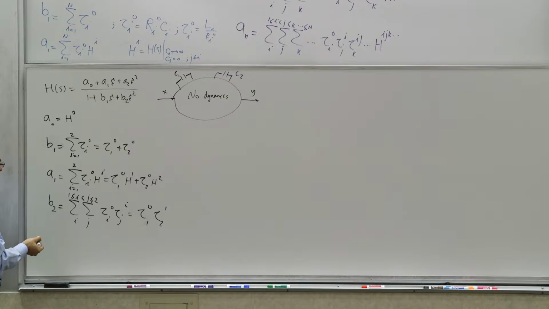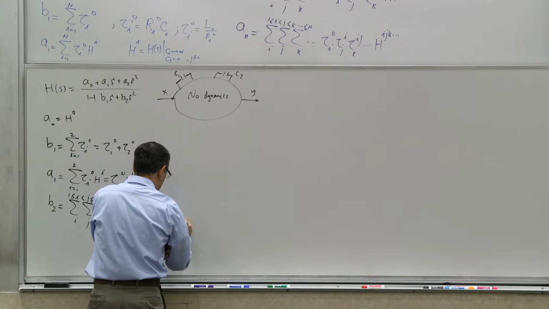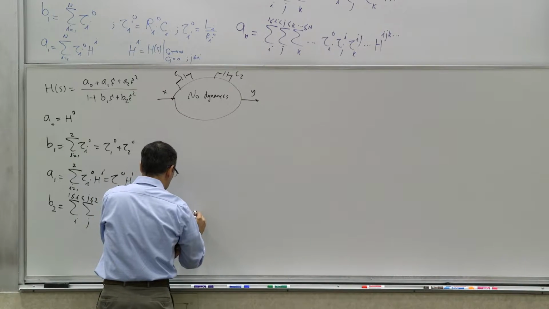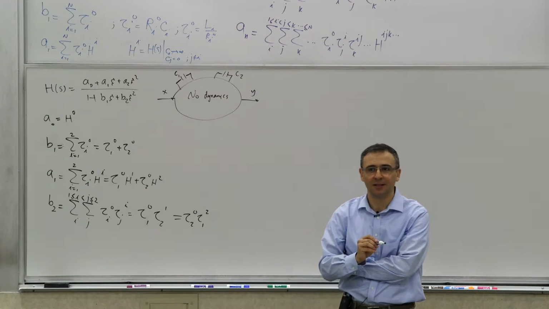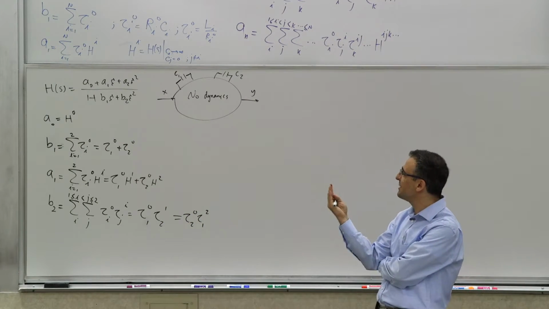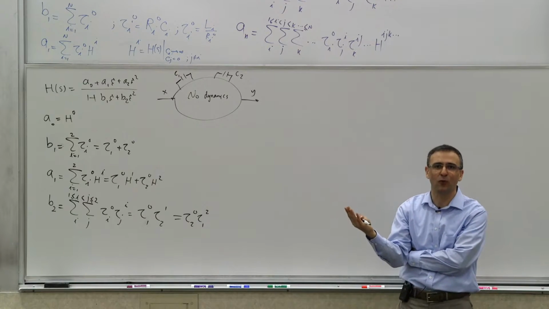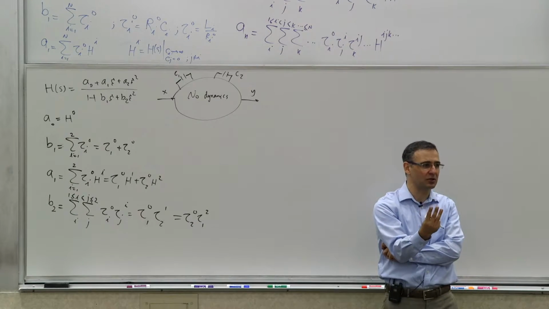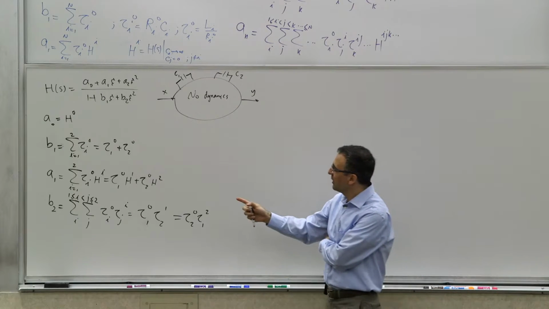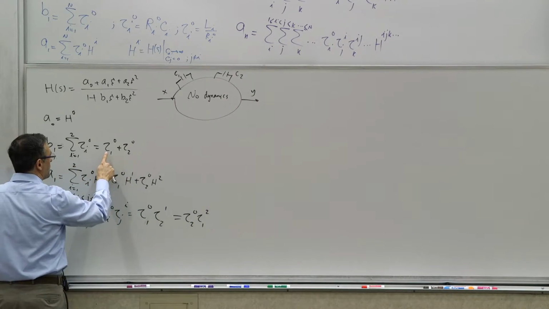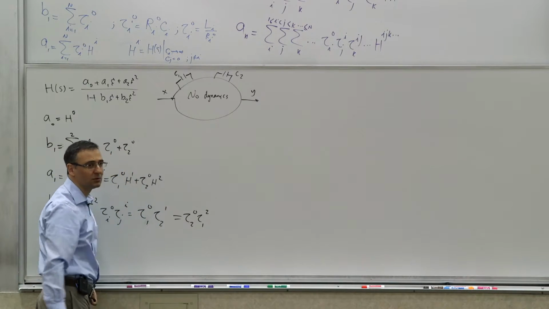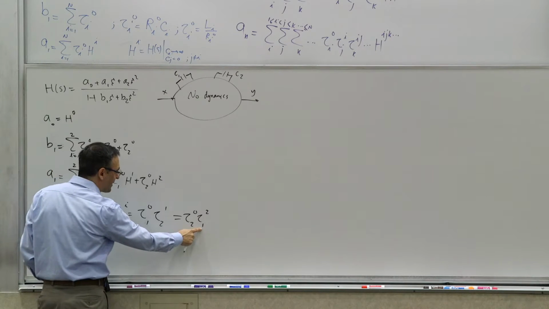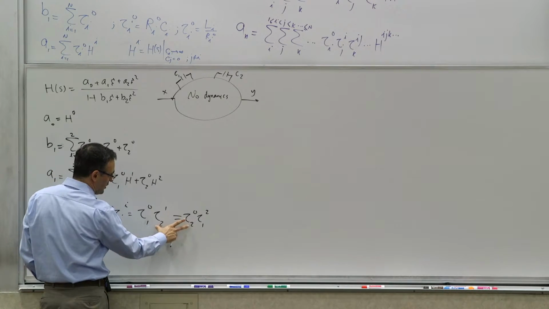But also, since the indices of the elements should not matter, we argue that it has to be equal to tau 20, tau 12. So there's an equality. There are really 3 degrees of freedom here in the time constants, not 4. And you need to do 3 calculations for the b coefficients: you need tau 10, tau 20, and one of tau 21 or tau 12.